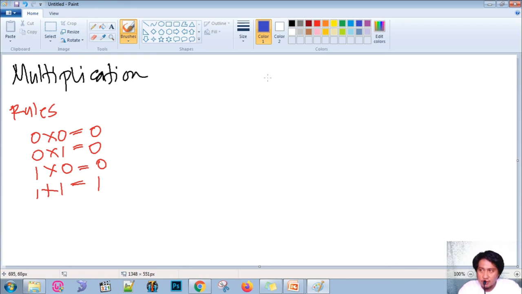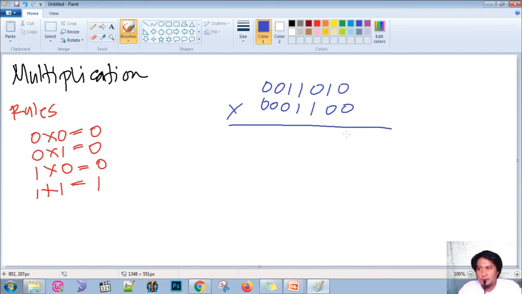So for example, we have 0011010 multiplied by 3 zeros, 2 ones, and 2 zeros. This is how it looks. Again, we start from the right going to the left side of the binary numbers. As per rule, every number that is multiplied by 0 results in 0.